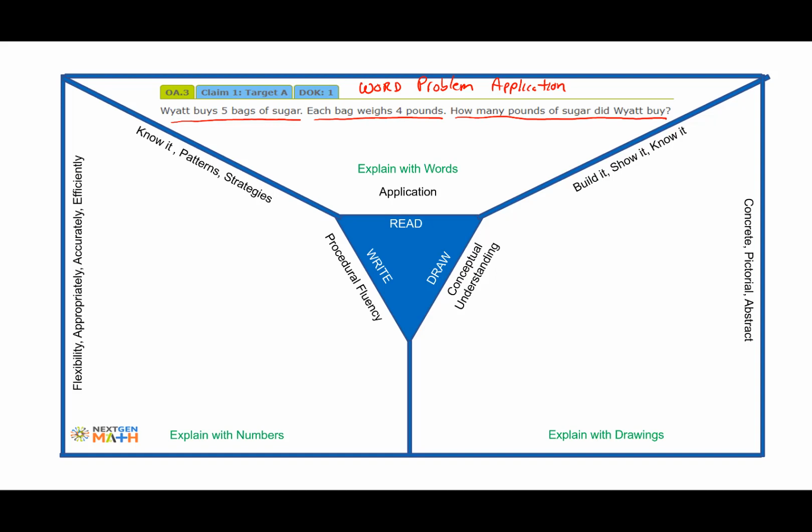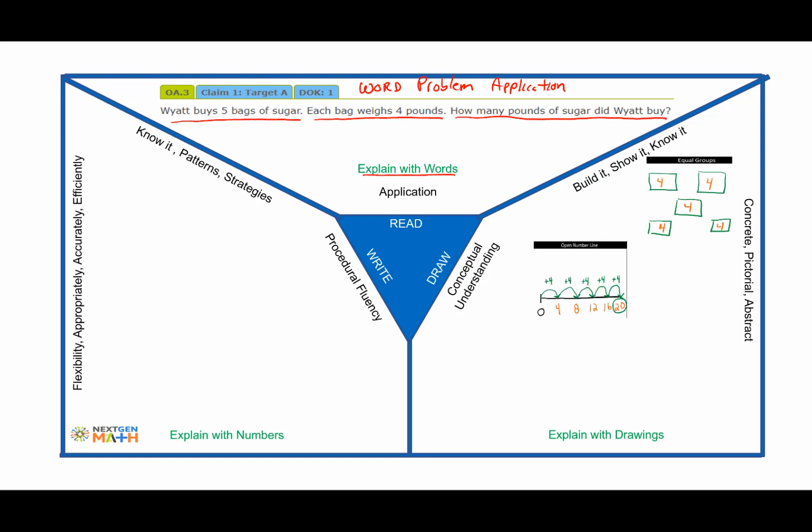So this is our word problem or our application. Eventually what we're going to do with this solution is explain our solution with words. So one way to solve this problem might be with equal groups, and this is what we expect for students to be able to draw on their Rigor mat.